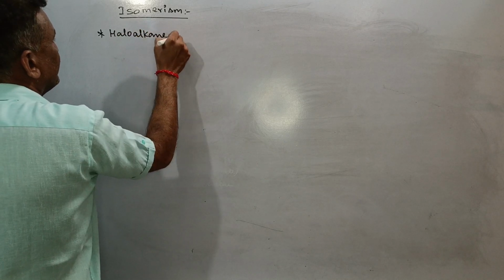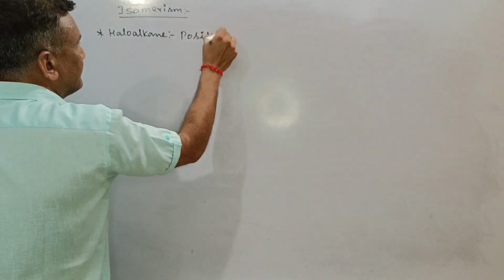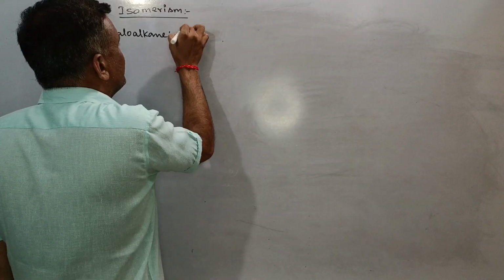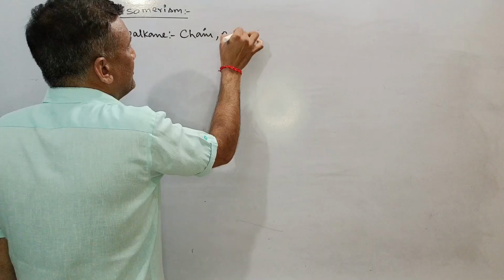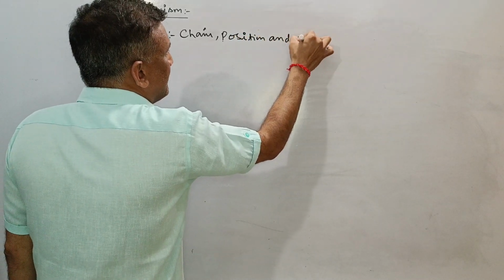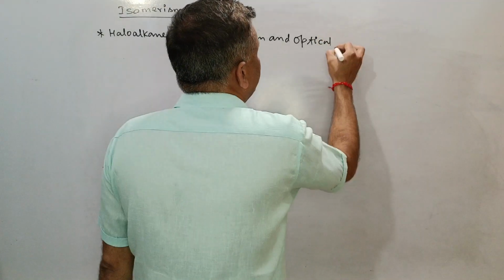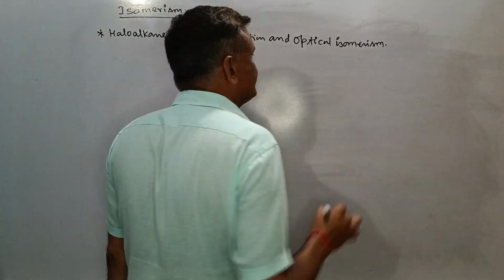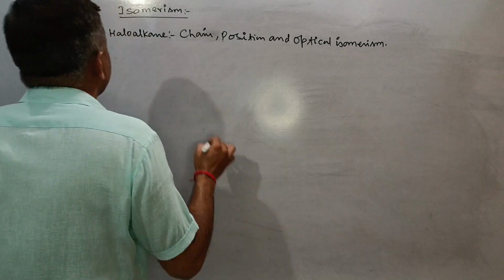haloalkane, then these exist: first of all chain, and further position. Chain, comma, position, and optical isomerism whenever there is an asymmetrical carbon atom. Optical isomerism, I will tell you what the meaning of it is and what the optical isomer will be.